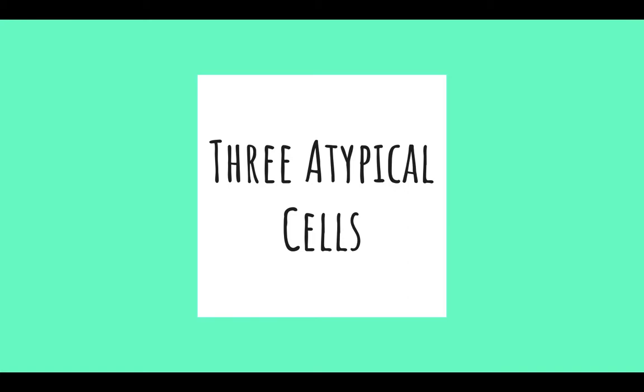You are expected to know about 3 atypical cells. The IB syllabus calls this questioning cell theory, but the existence of these cells doesn't really undermine cell theory, but it does point out some ways that cells might be unusual.